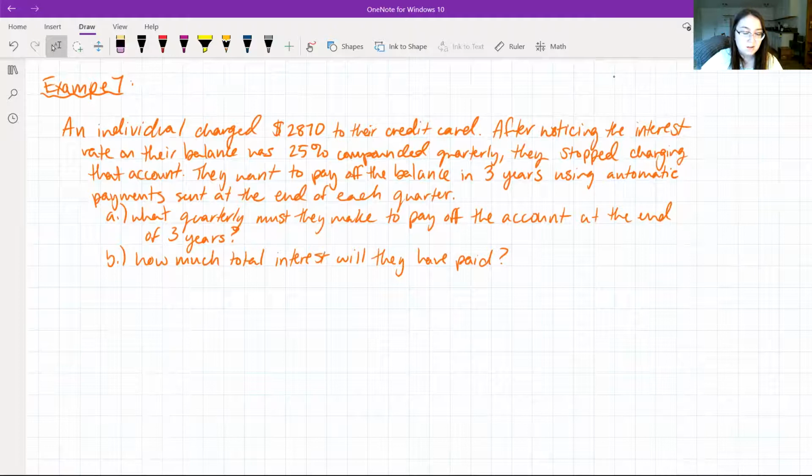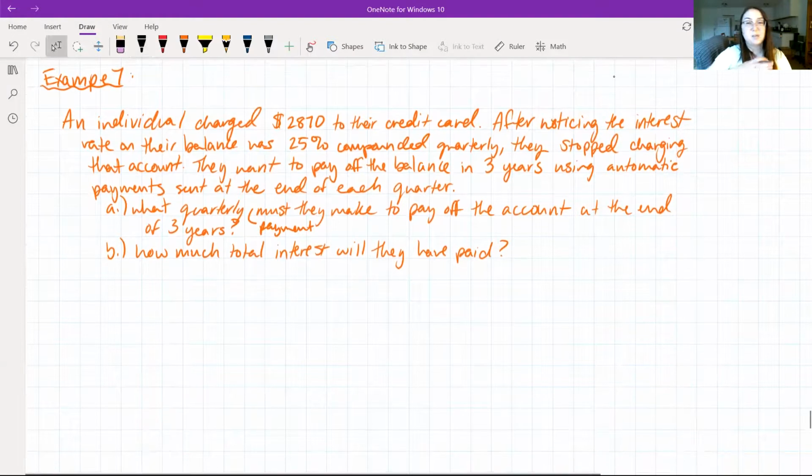For part A, I think it's supposed to say what quarterly payment. I left off the word payment there, so let's fill that in. What quarterly payment must they make to pay off the account at the end of 3 years? And B, how much total interest will they have paid?